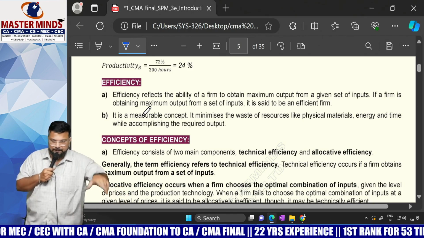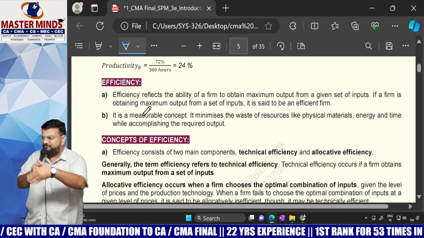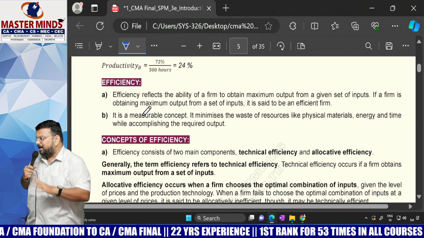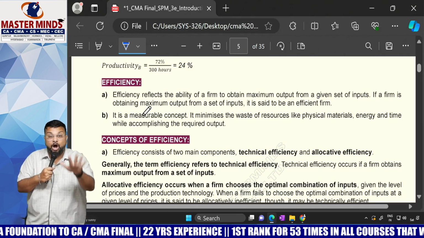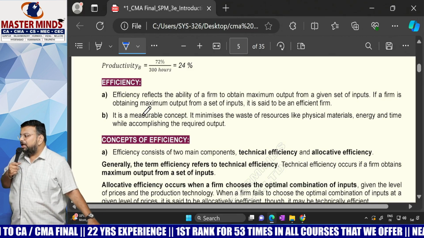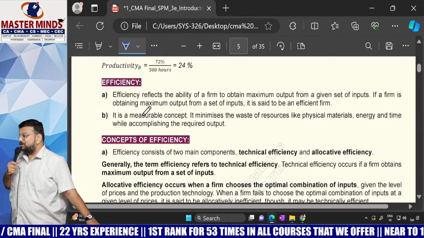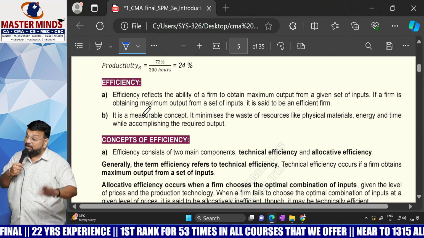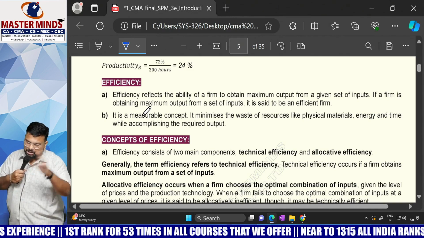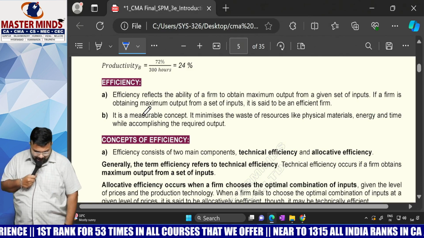There are some laborers. You have divided the laborers for different departments. There is allocation. Once the laborers have been allocated to different departments, you have to make sure that these laborers are optimally utilized. Mere allocation will not guarantee success. Along with allocation, you have to take care of utilization. So one is called technical, and the other one is called allocative. Read it, Nana.